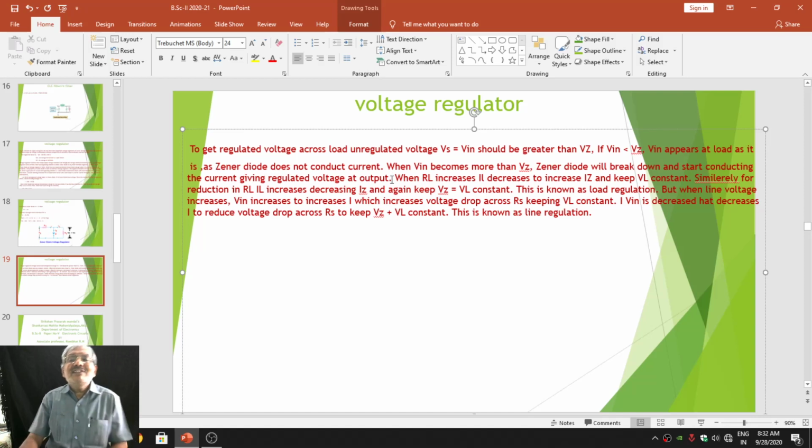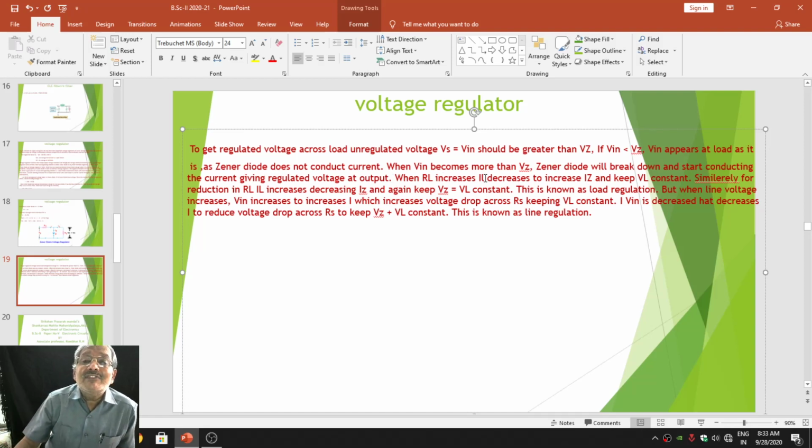Now, we will see how the regulating action takes place. By the definition, we know that voltage regulation is the process by means of which output voltage is kept constant irrespective of the variation of the load resistance or irrespective of the variation of the line voltage. This we are going to see now.